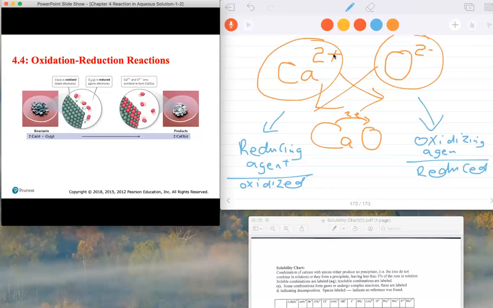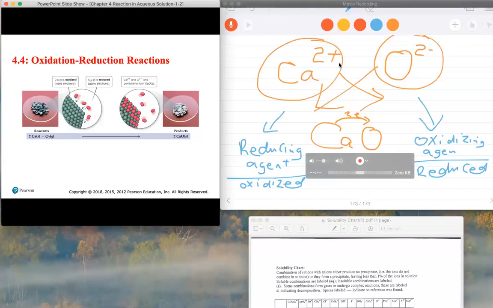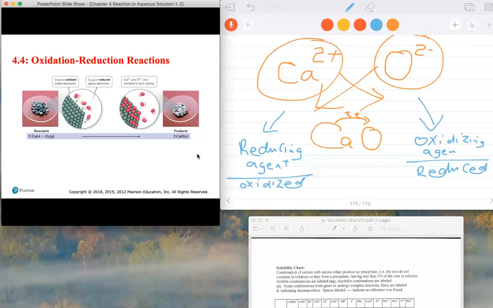I hope that makes sense, Anthony. Is that clear? Oxidize and reduce. Yes, exactly. That's how you look at it. And that is where we are going with that. We're going to talk about the oxidation numbers, which will be handy in identifying what is reduced and what is oxidized.